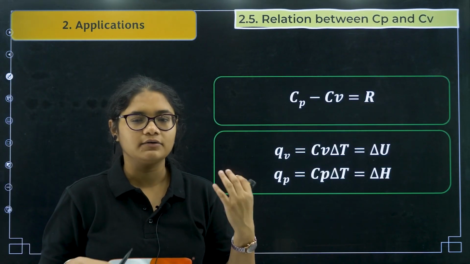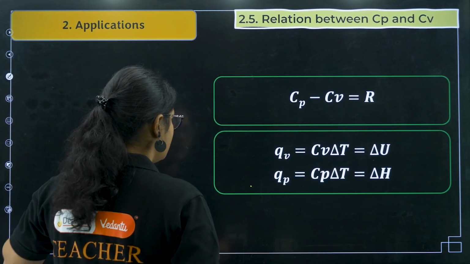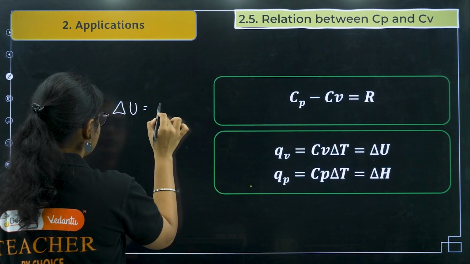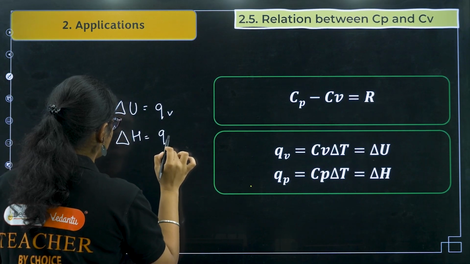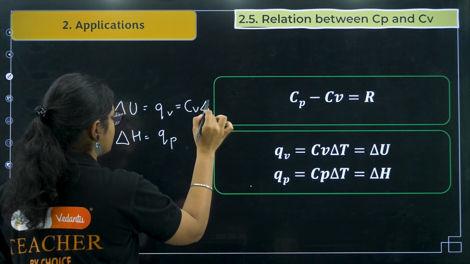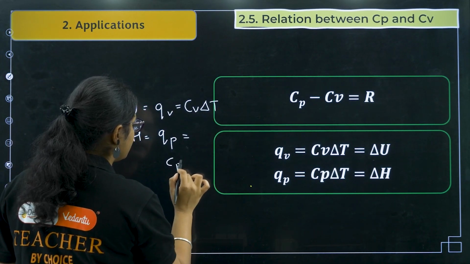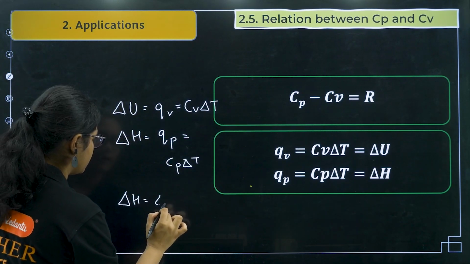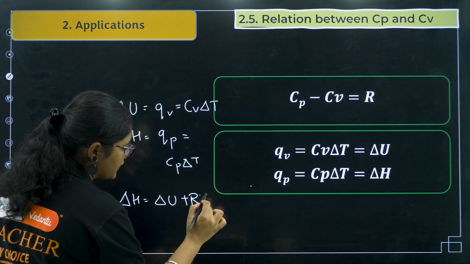Okay, now we will see the relation between Cp and Cv. How it has come, we will discuss now. See, we know delta U is equal to heat exchange at constant volume, Qv, and delta H is equal to Qp. Qv is Cv delta T and Qp is Cp delta T. Now we have this equation, delta H is equal to delta U plus P delta V. For P delta V, I can write RT.